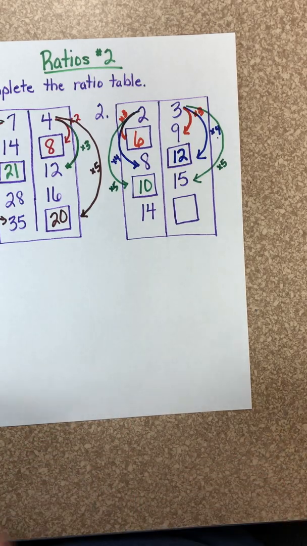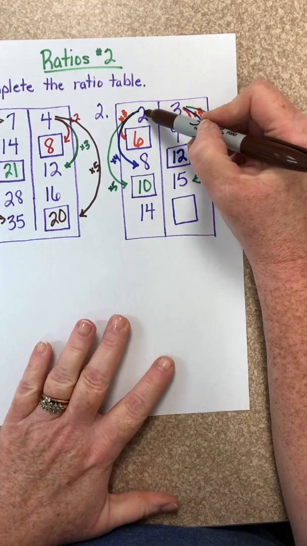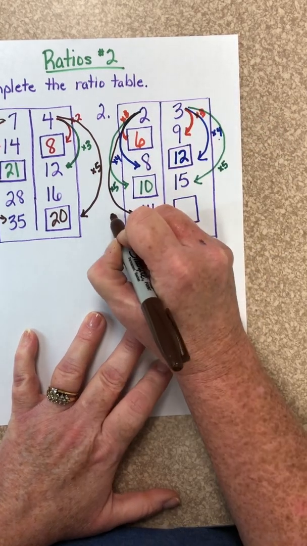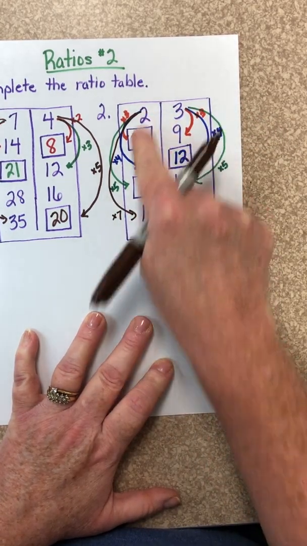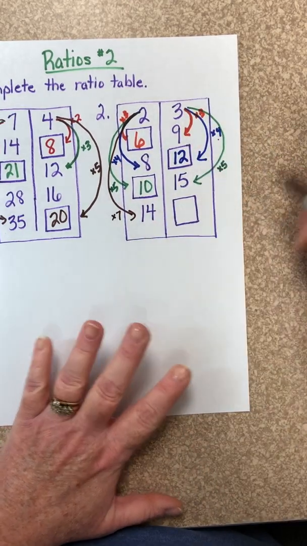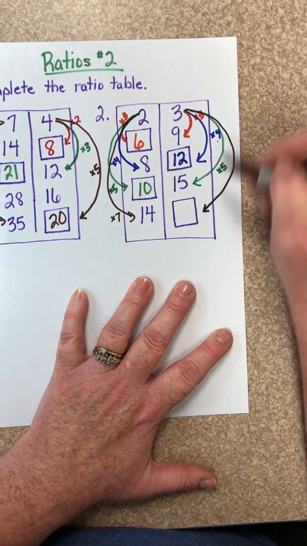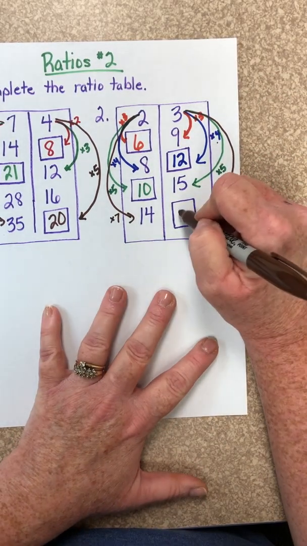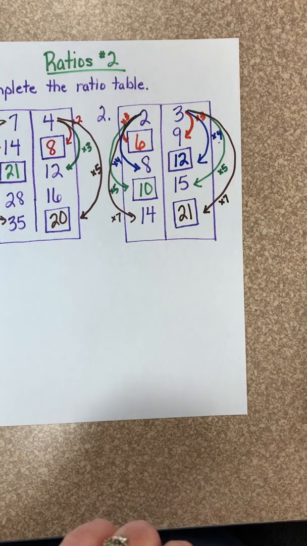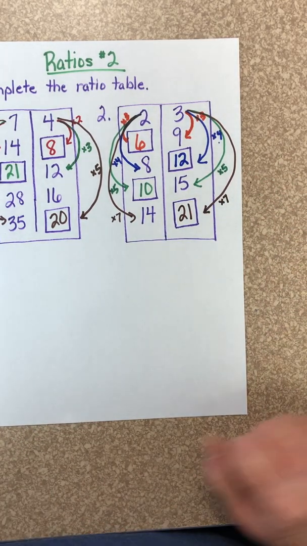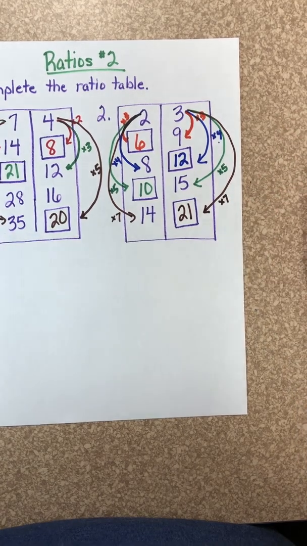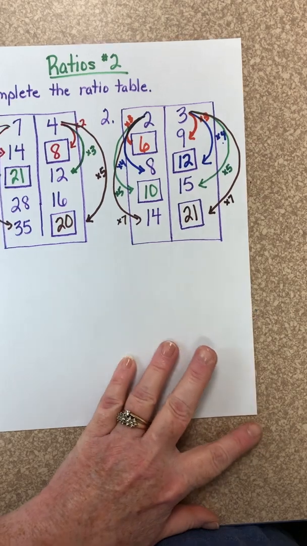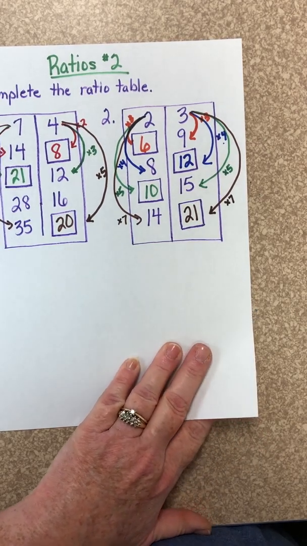And the last one. What do I do to 2 to get 14? 2 times 7. 2 times 7 is 14. Do the same thing here. 3 times 7. 3 times 7 is 21. So now that table is completed. Notice I just used different colors to try to help you see what you do from one number to the next to get the answer to fill in the ratio table.